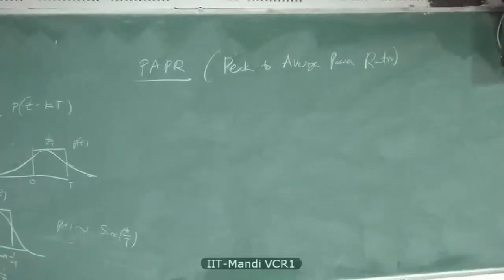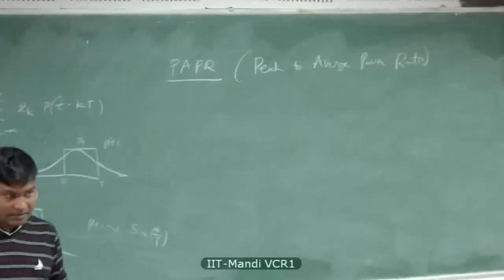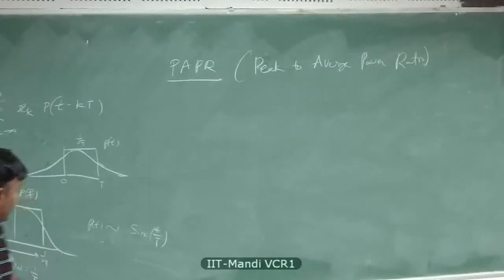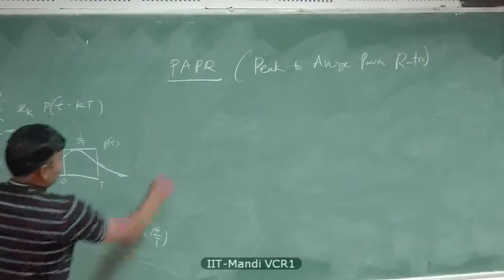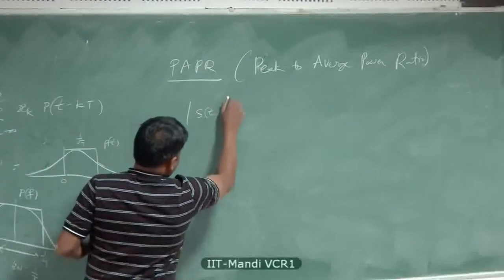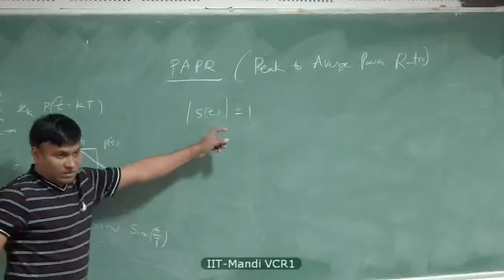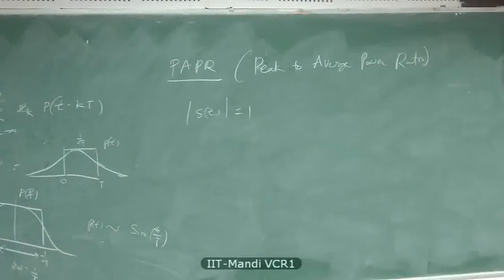it means this signal s(t) has a lot of swings in the time domain. Ideally, you need a transmitted signal whose envelope is unity, like the absolute value of s(t), that is the square root of real part squared plus imaginary part squared, should be 1. Then it's an ideal signal in terms of power amplification.